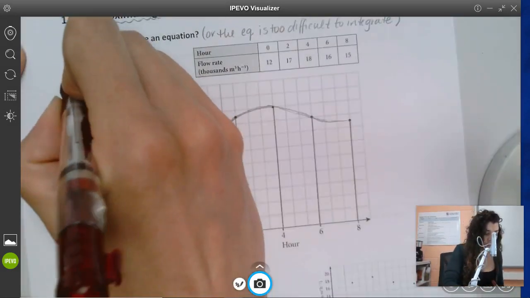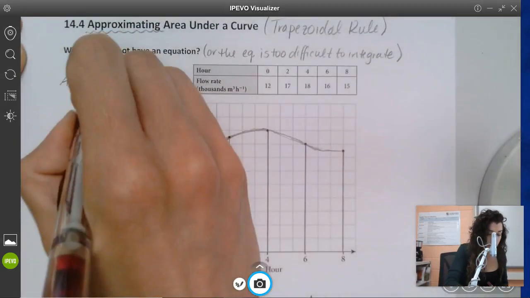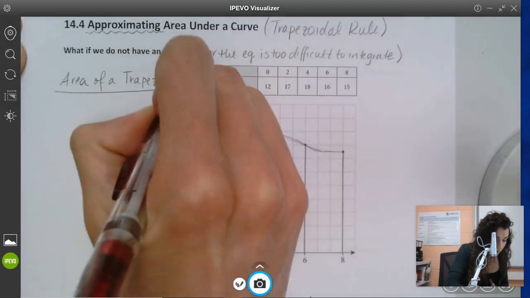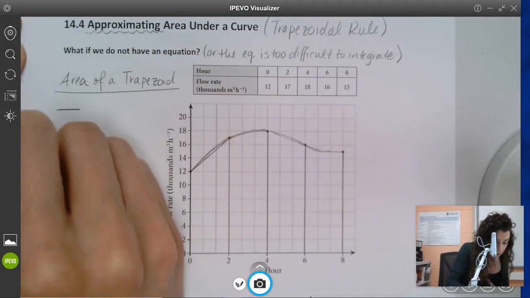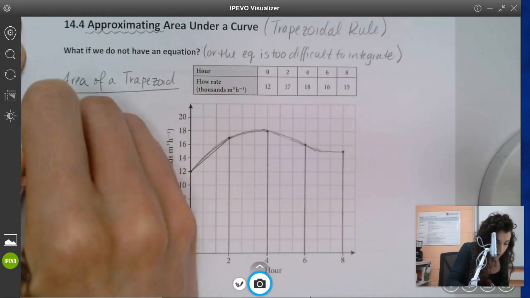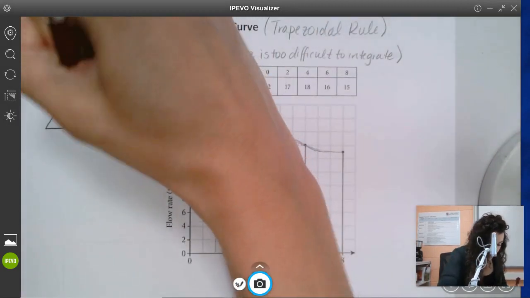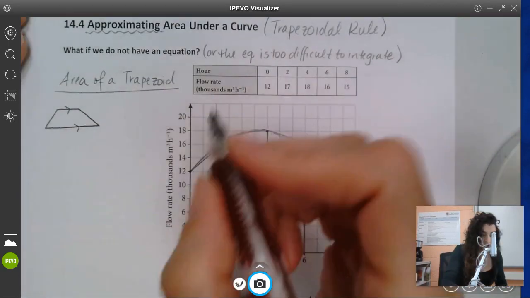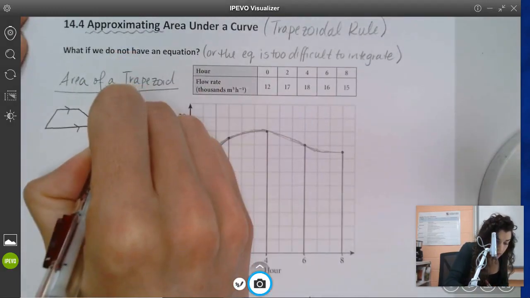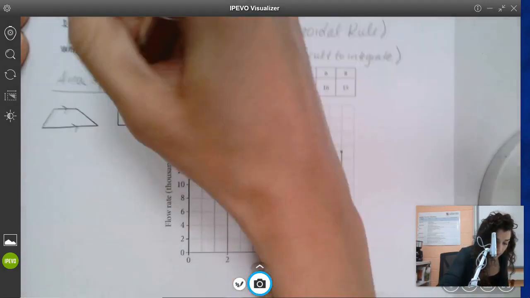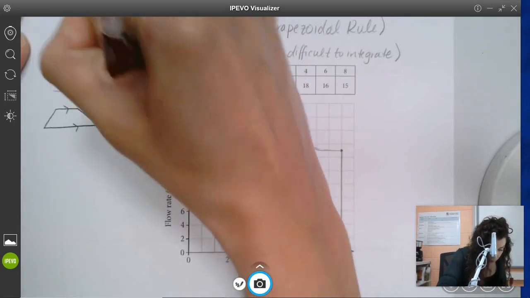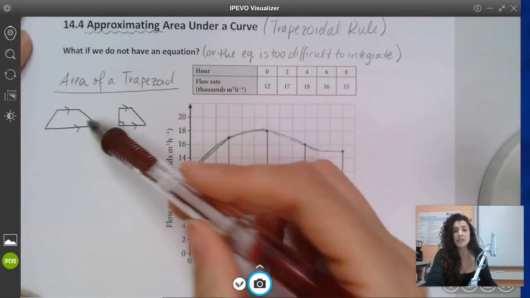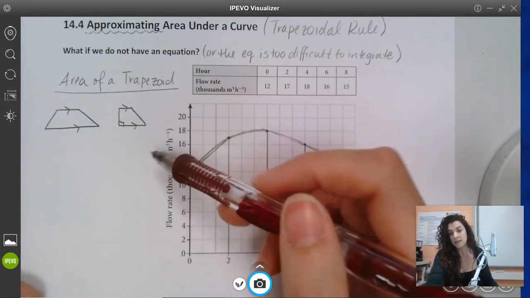So just a really quick refresher, area of a trapezoid. Your trapezoids have two parallel bases. So let's say we've got a trapezoid that looks like this. As long as those guys are parallel, that is a trapezoid, right? You can also have a trapezoid that looks like this. These guys are parallel. And even if that's a right angle, and even though it looks slightly different, the defining factor here is that those opposite sides are parallel.